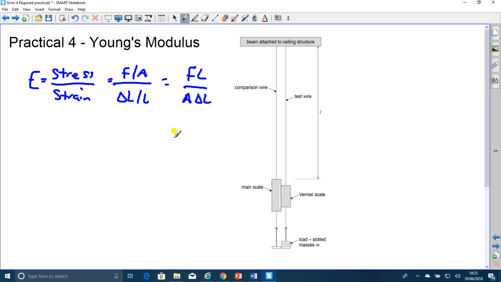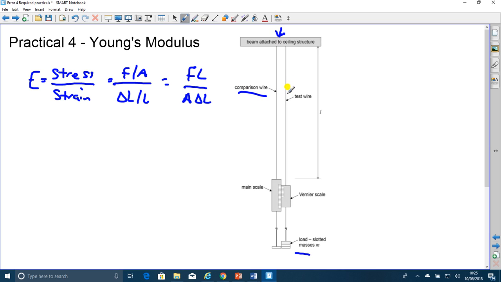So you have to be very careful with this experiment. Now, if you don't do this horizontally, you do it vertically, it's all the same. So at the top, you've got a beam attached to a ceiling structure. Now, this is a rigid beam. This means that if we get something called ceiling sag, so if the ceiling bends slightly because of the weight of the mass, the control wire or the comparison wire will move exactly the same amount as the test wire.